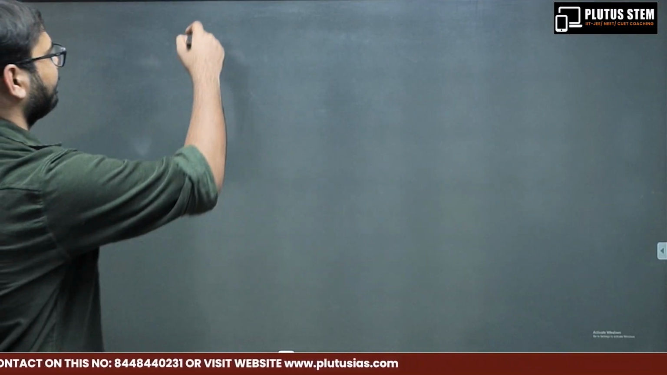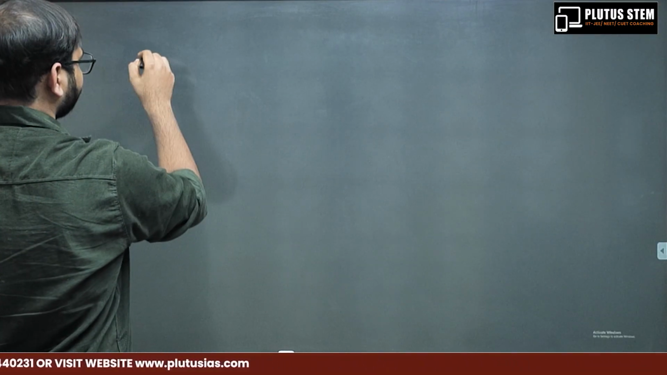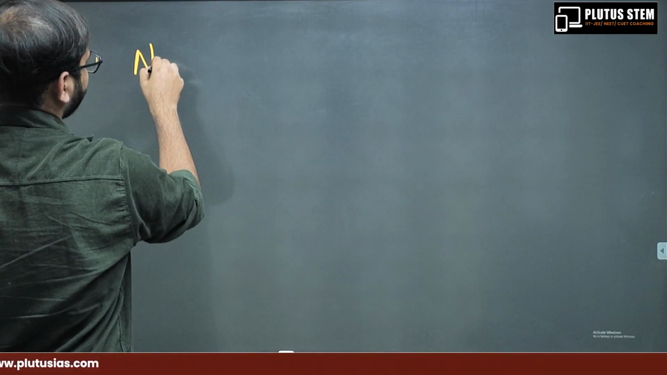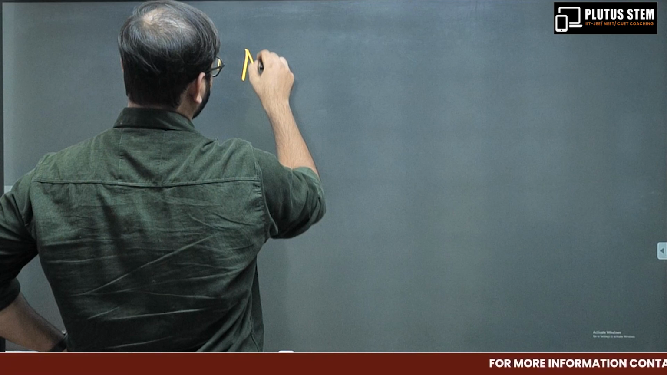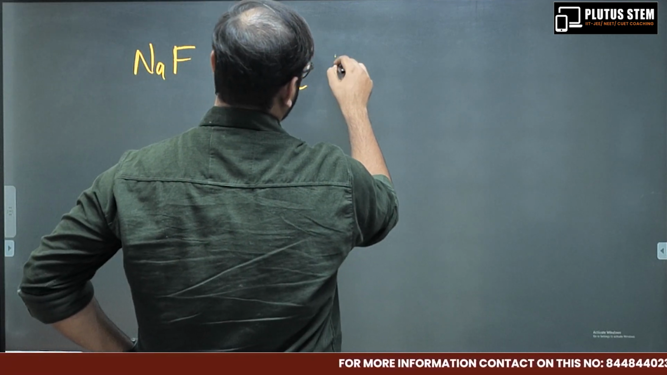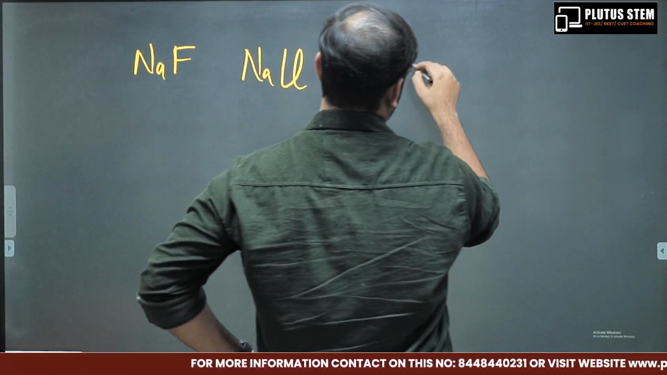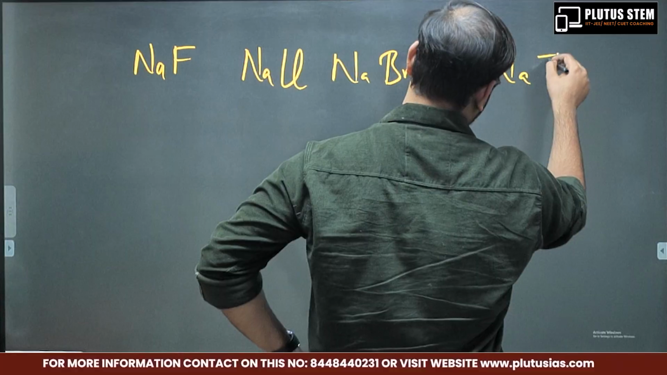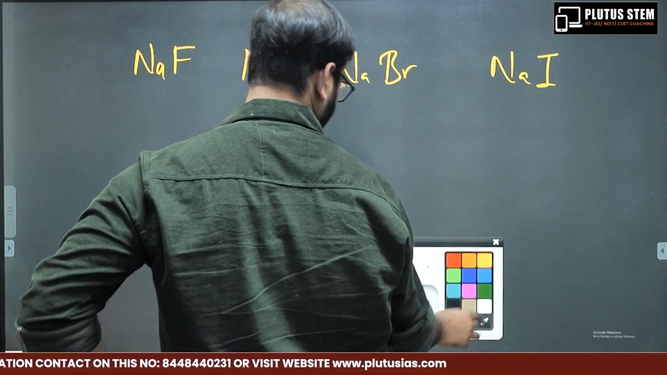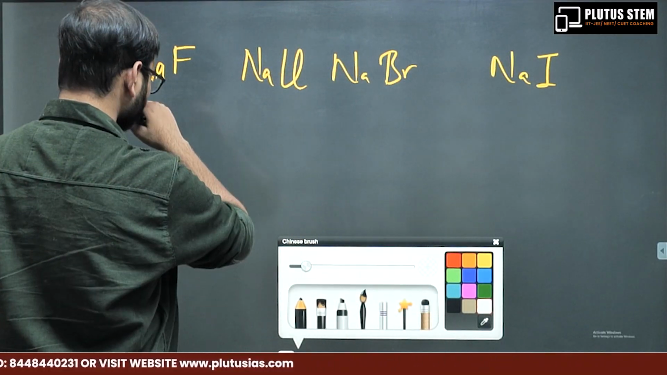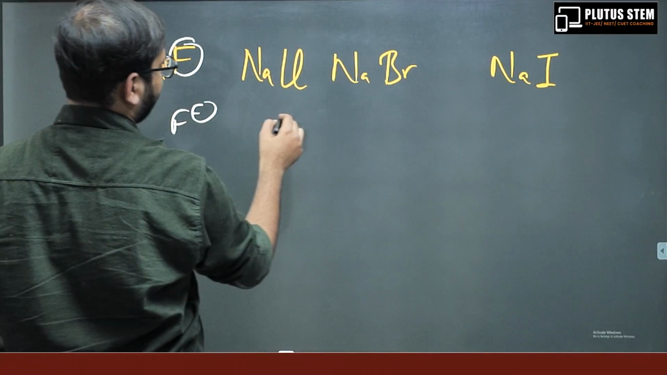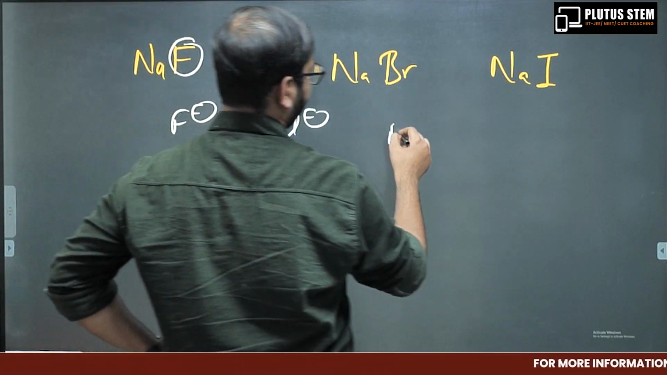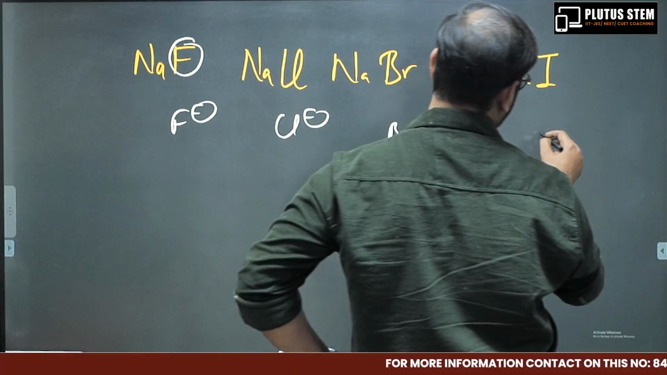Now let's switch to a different category, keeping the metal the same but replacing the anions. NaF, NaCl, NaBr, NaI. Here, fluoride ion F minus, chloride ion Cl minus, bromide ion Br minus, and NaI means iodide ion.